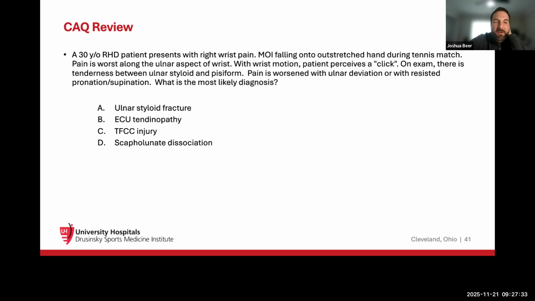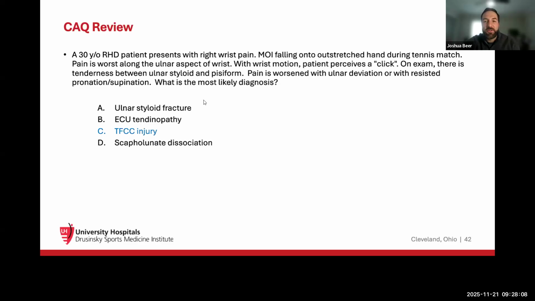All right. A 30-year-old patient presents with right wrist pain. They fell onto an outstretched hand during a tennis match. Pain is worse along the ulnar aspect of the wrist, where they perceive a painful clicking sensation. On exam, there's tenderness between the ulnar styloid and pisiform. It's worsened with ulnar deviation and resisted supination and pronation. What is the most likely cause you're thinking of here? Is that a TFCC? It is.